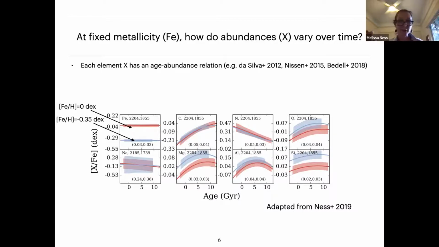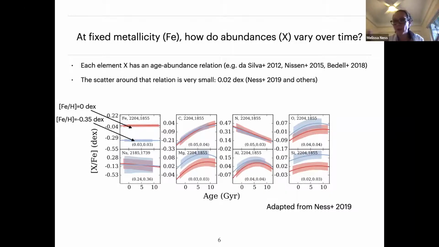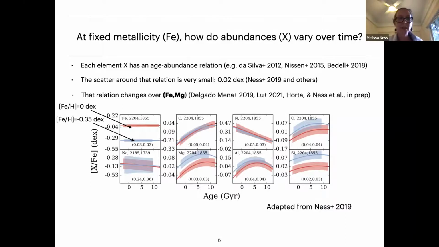So at a metallicity of solar and minus 0.35, we have the carbon, nitrogen, oxygen, sodium, magnesium, aluminium, and silicon age abundance relations, age on the x-axis, abundance on the y-axis. And you can see that each element has its own relation, and that relation changes with metallicity. So not only does each element have its own age abundance relation, but the scatter around that relation is pretty small.